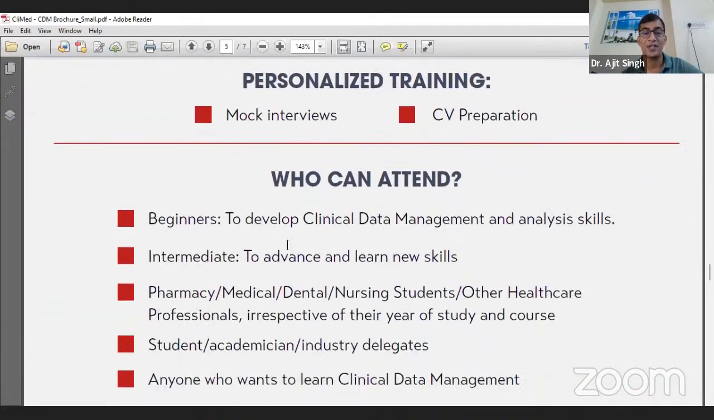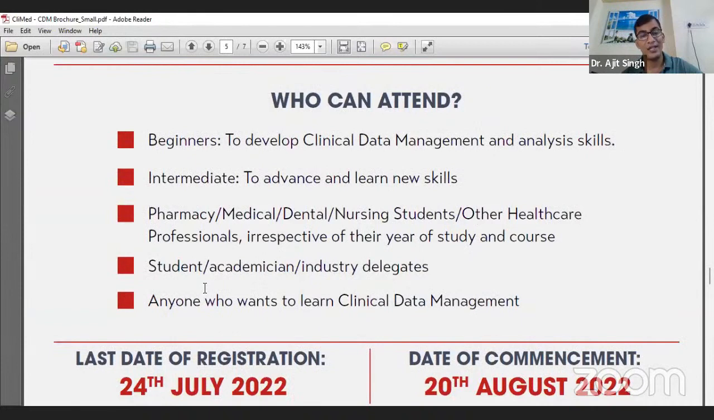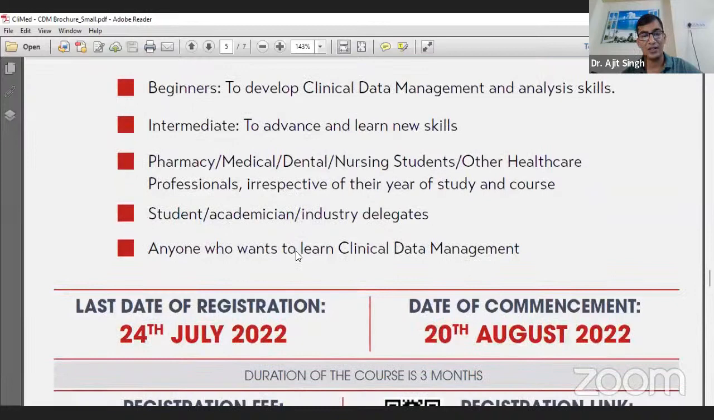It is for beginners and intermediates, and all the health science students can join this. Students, academicians, industry delegates, whoever wants to learn clinical data management, who wants to go to the industry and basically make their career in CDM, they can definitely learn.